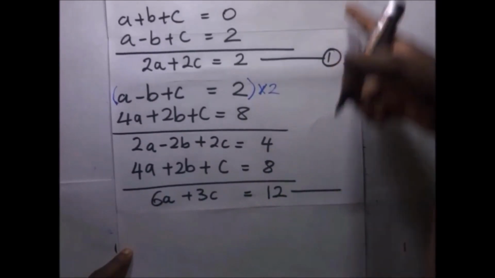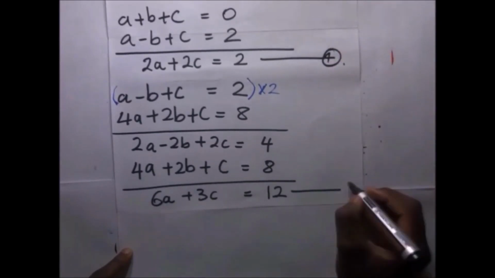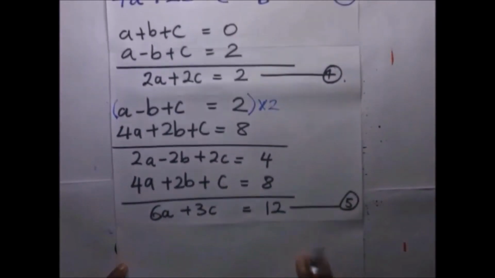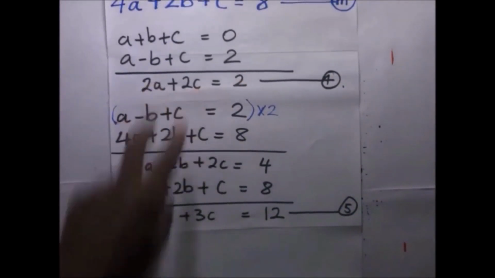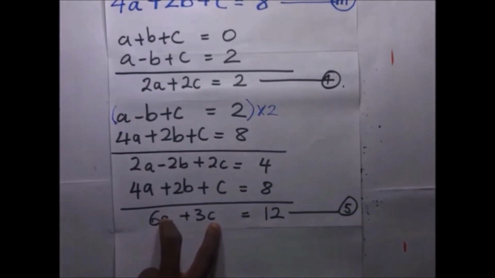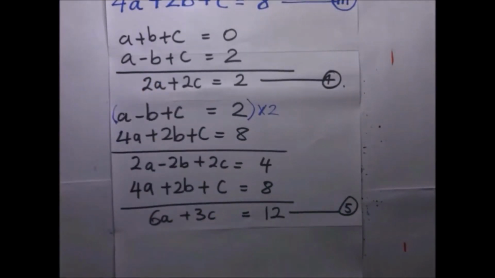Let's call this equation 1, 2. Let's call this equation 4. We call this equation 5. These are our two found equations. So now we have two new equations. We have this equation with a and c. We have this equation with a and c. We have eliminated b. So we have two new equations, so we solve them simultaneously to get the values of a and c respectively.